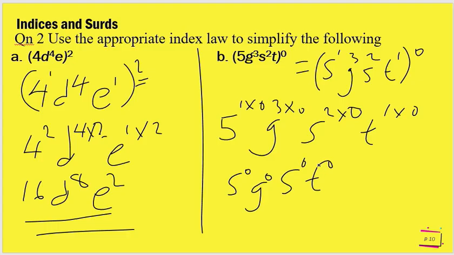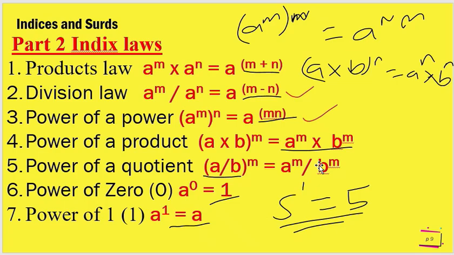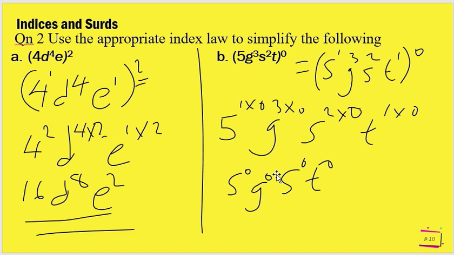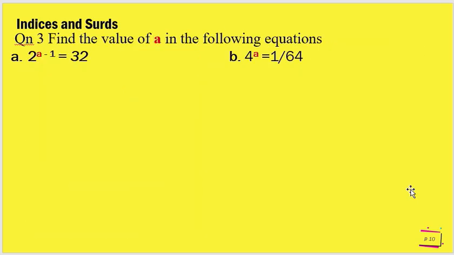And we say that using now the 6th rule of indices, that is this rule here, anything raised to power 0 is just equal to 1. So therefore all this will give us 1, and 1 is the answer. 1 is the answer to that. We proceed to the next question.